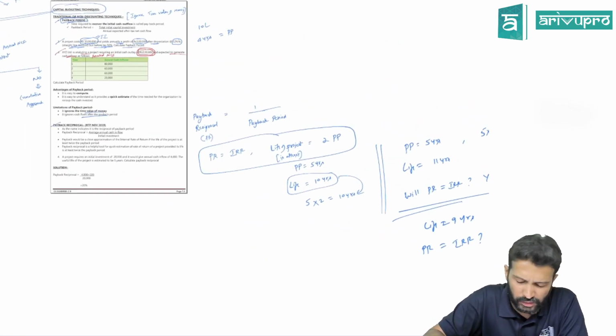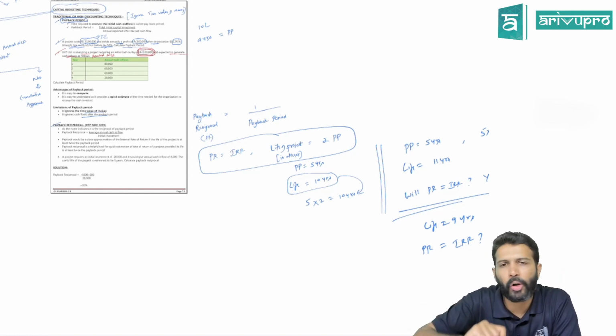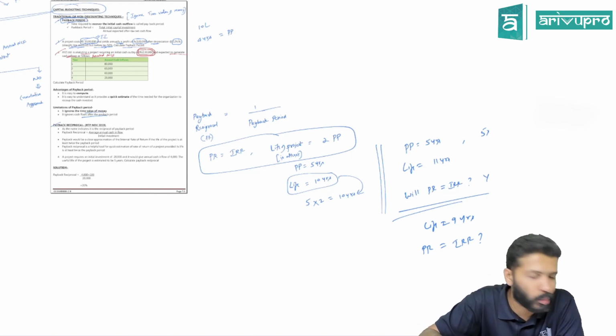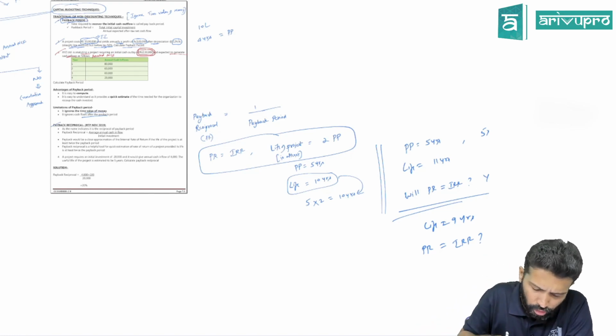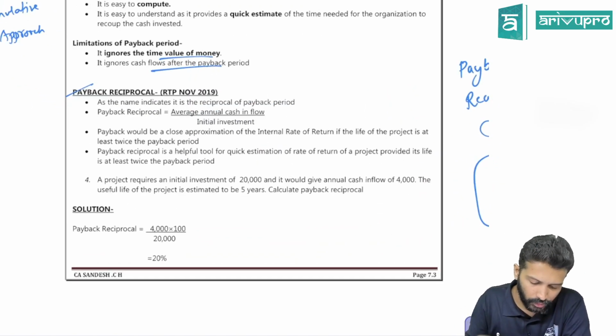Okay. That's all. Just write these 2 points. How to calculate, and this will be more or less equal to IRR if the life of the project is at least twice the payback period. It's called out in the chart and here also they have given. Just write that. That's sufficient.